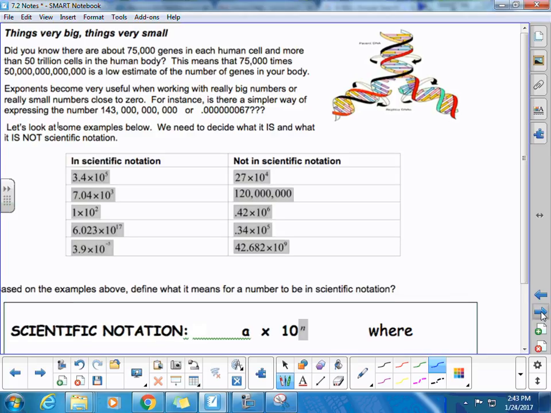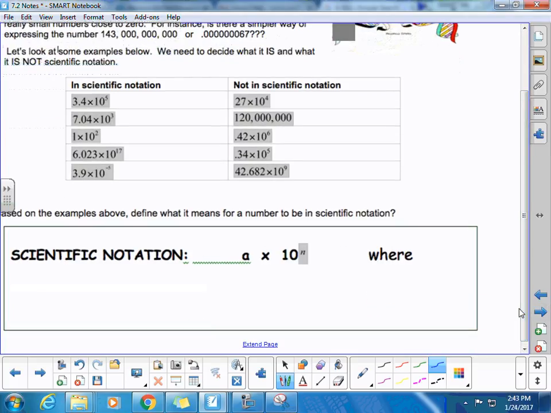So if you look at these, 3.4 times 10 to the 5th is. 27 times 10 to the 4th is not. 7.04 times 10 to the 3rd is. 120 million is not. 1 times 10 to the 2nd is. 0.42 times 10 to the 6th is not. And you can keep reading them.